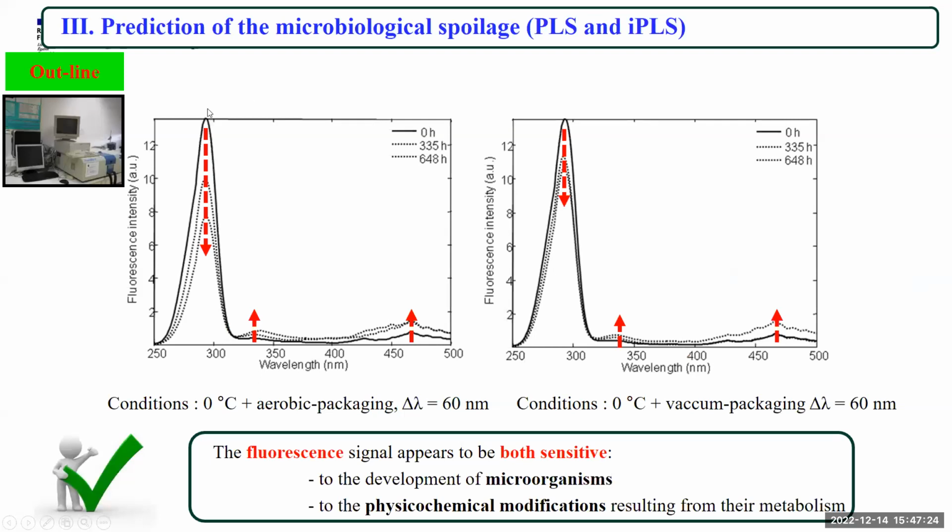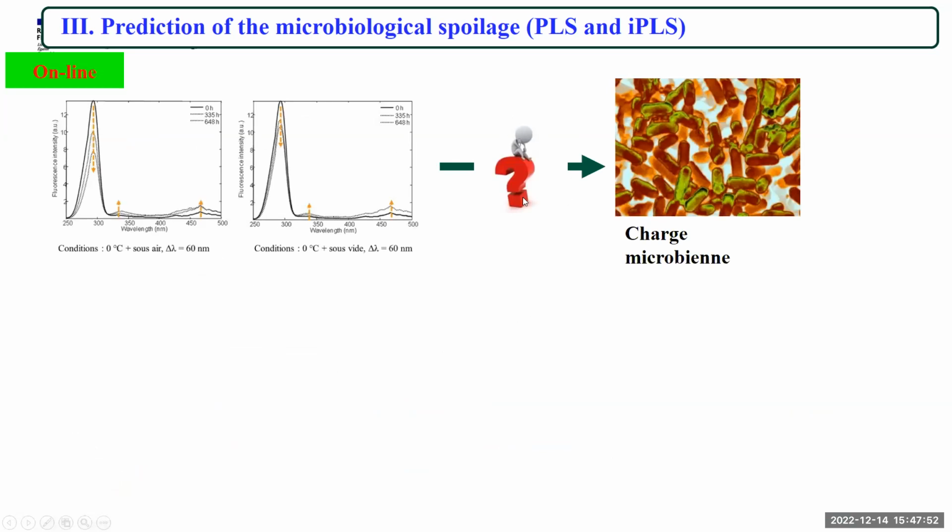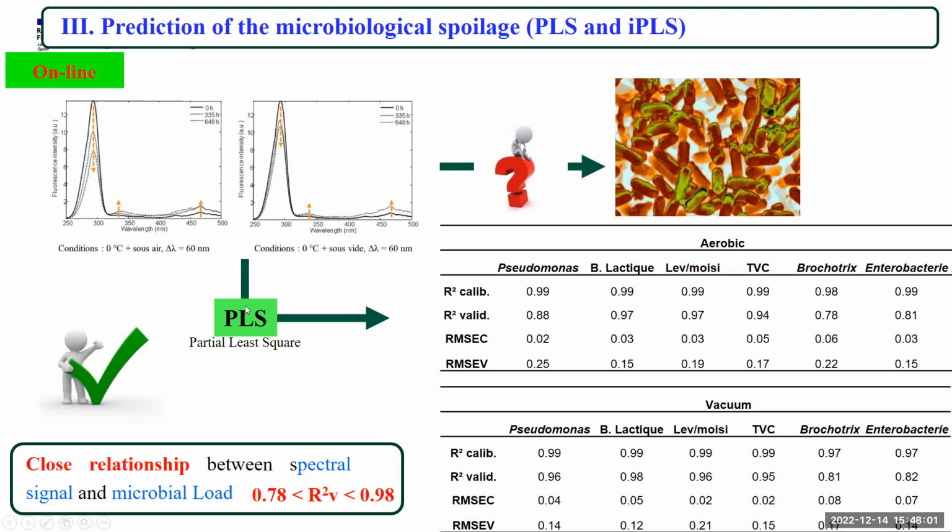First of all, we recorded the fluorescence spectra, and we identified that the fluorescence intensity of the spectra varied depending on the storage time. So we concluded that this variation can be associated both to the development of microorganisms, but also to the physicochemical modifications that are induced by the development of microorganisms. After observing that, we said, okay, perhaps we can predict the microbiological loads, and we built predictive models by using the partial least square chemometric tool. For the calibration and for the validation, we obtained very high coefficients of determination that permitted us to say that we have a very good link between the variation of the fluorescence spectra and the microbiological loads of the meat products.